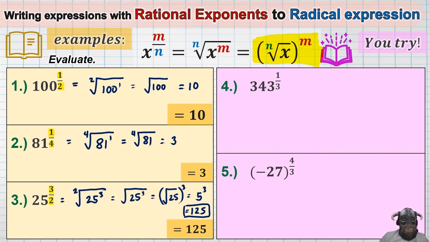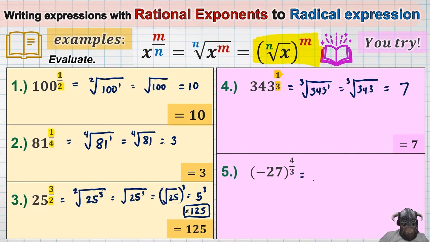Let's try to answer number 4. We have the given 343 raised to 1/3. So to answer this one, lagay natin yung radical sign. Let's just copy 343 and then yung denominator ng ating rational exponent, siya yung magiging index, that will be 3. And then, naka-raise kay 1, yun yung ating numerator. Just to simplify, kahit hindi na natin isulat yung 1, so this will just be the cube root of 343. And that will just be equal to 7. Okay, so tama tayo.